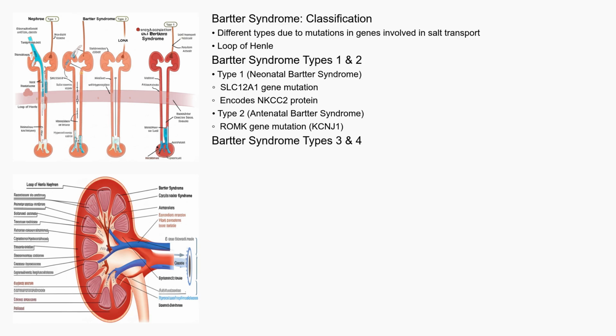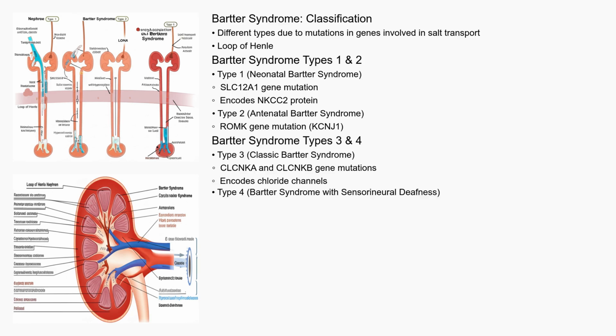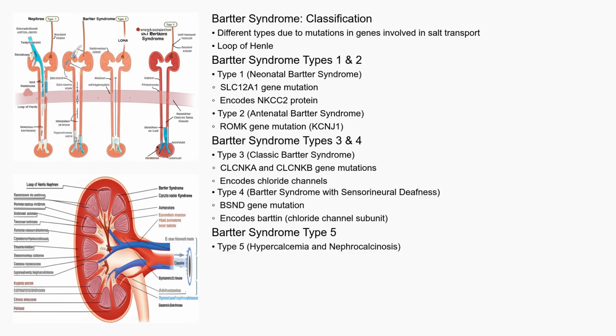Type 3 classic Bartter syndrome, caused by mutations in the CLCNKB gene encoding chloride channels. Type 4 Bartter syndrome with sensorineural deafness, caused by mutations in the BSND gene, encoding Barttin, a chloride channel subunit. Type 5 with hypercalcemia and nephrocalcinosis, caused by mutations in the CASR gene, encoding the calcium-sensing receptor. Each subtype has slightly different clinical features and severity.